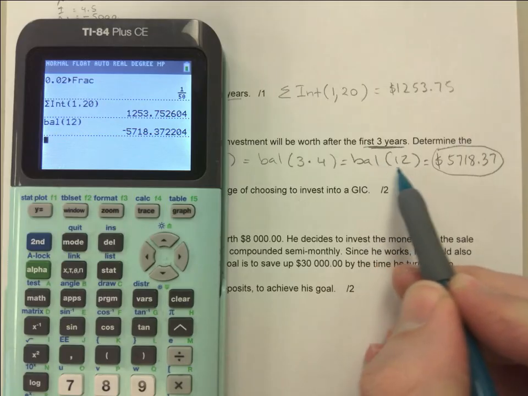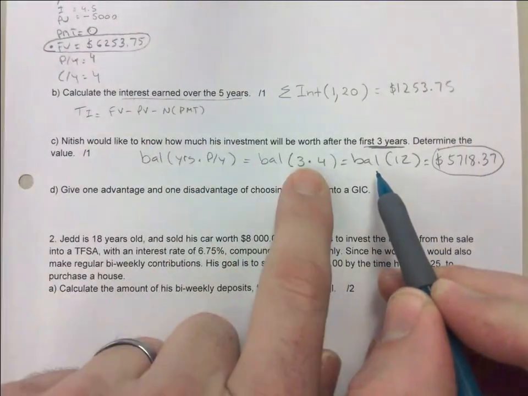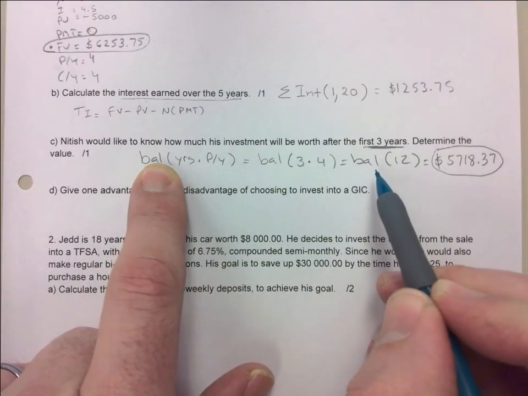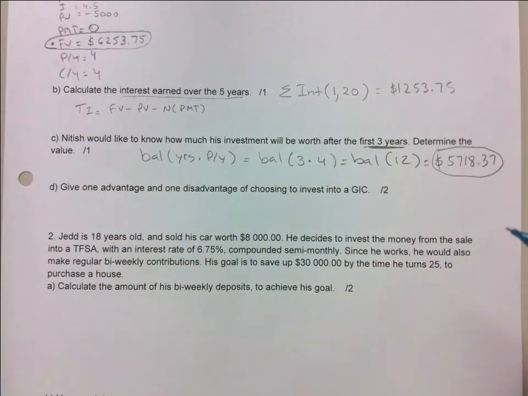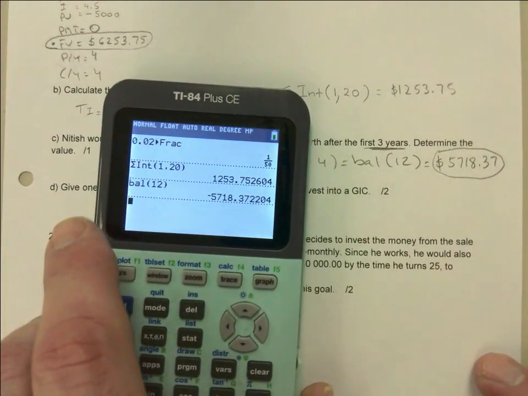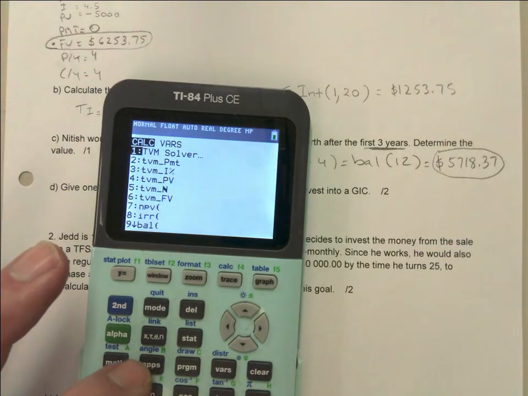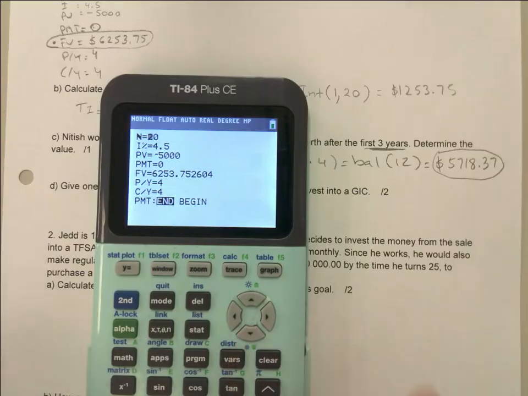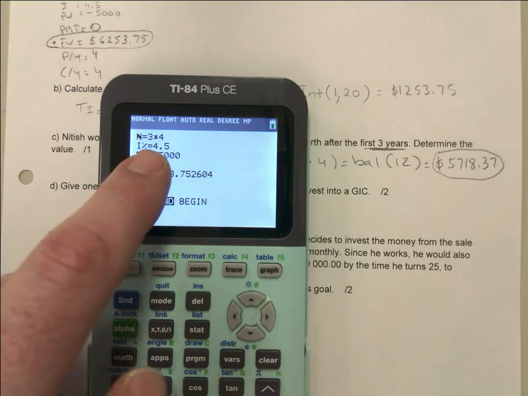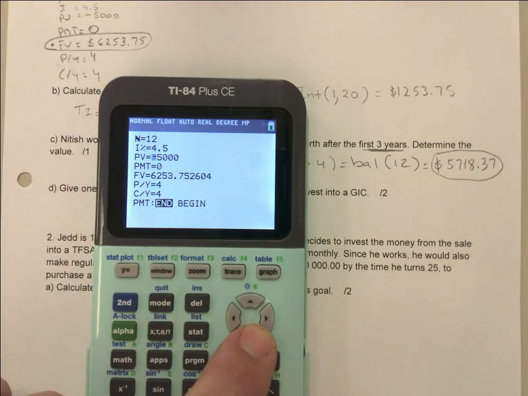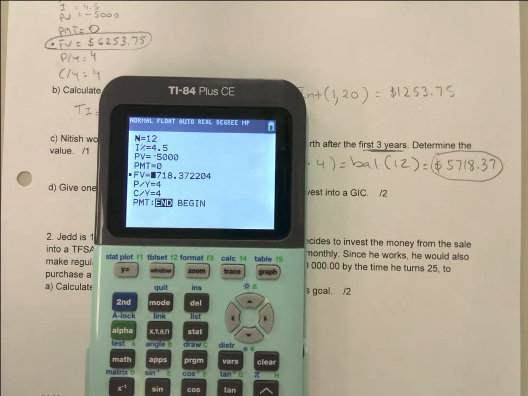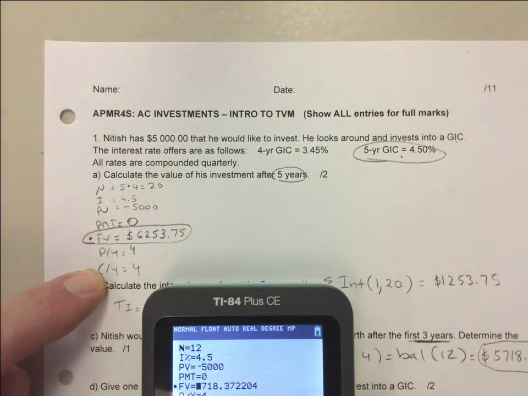You need to show us this. You don't have to do all of this, no. You use the TVM? Okay. So you brought it up, so are you ready for the long answer? Okay, so Sean, I think what you did, stop me if I'm wrong, Sean went 3 times 4, because it's 3 years. And then you went and solved for future value. If you do that, you have to show us all of this.